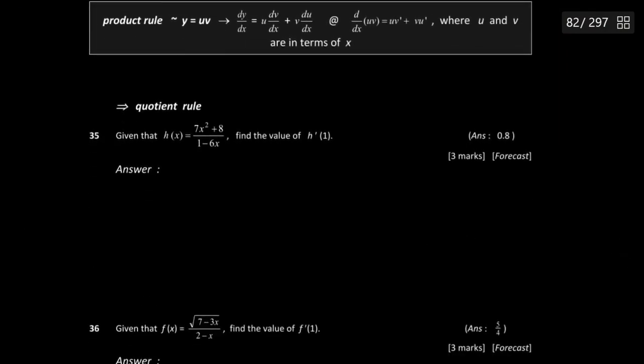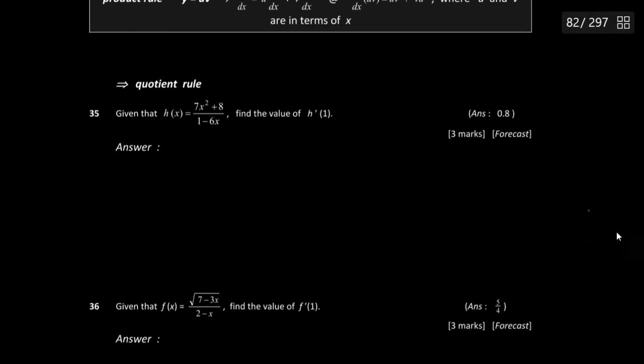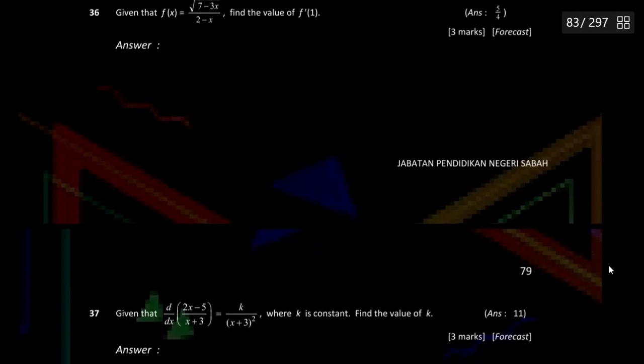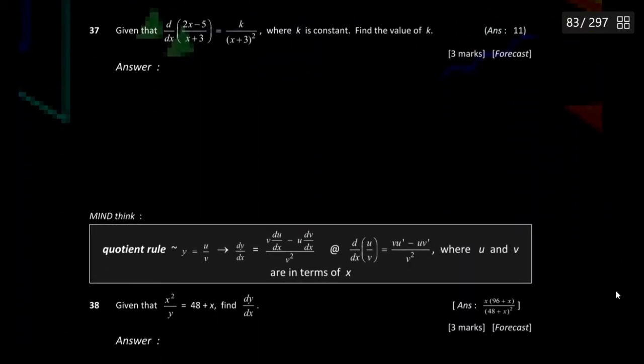Product rule. Quotient rule. Use quotient rule when you have divide. Remember, when you have divide, it's very important. For example, some students don't use quotient rule. You can also still use product rule, no problem. Let's go through the first question, question 35. The other questions are all quite easy.